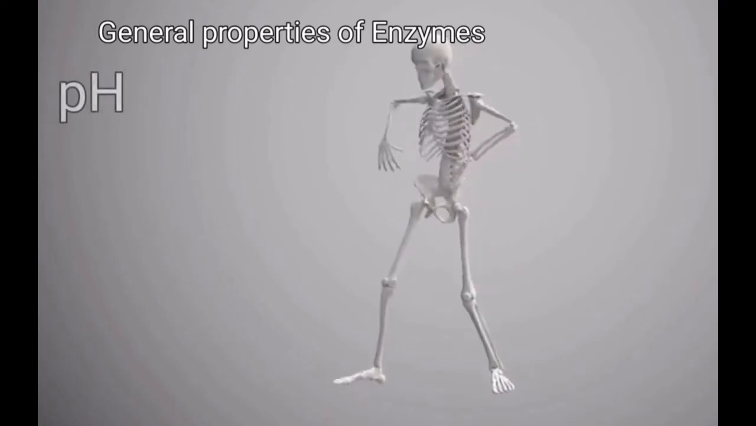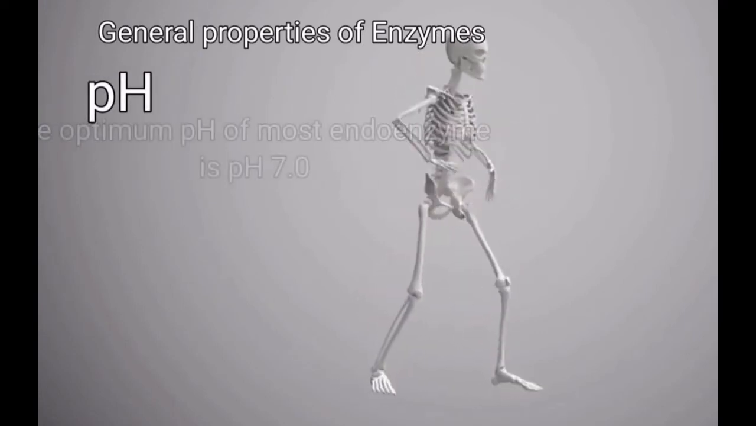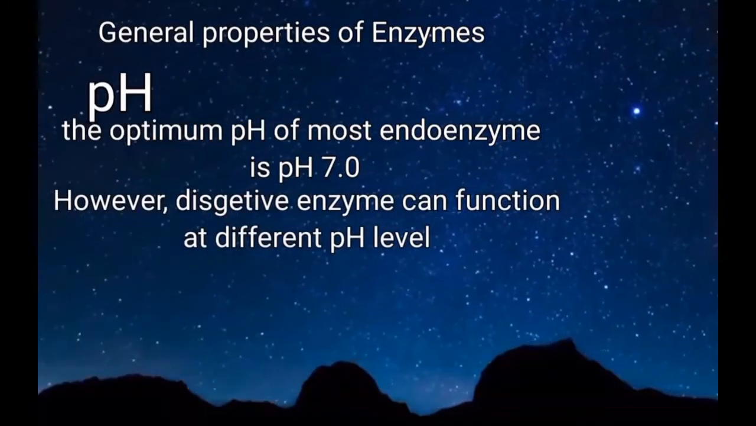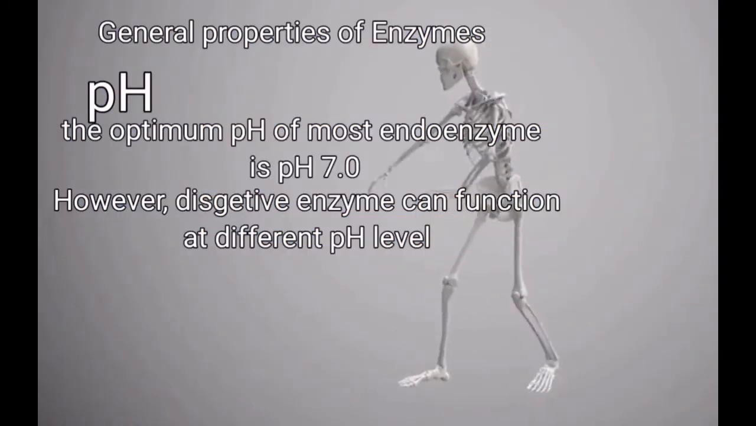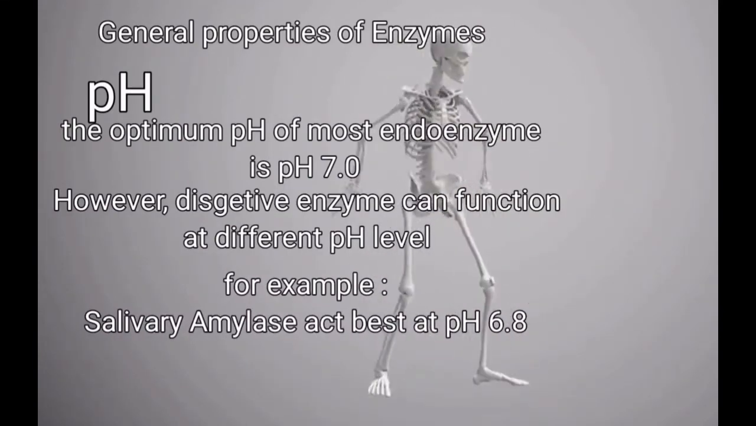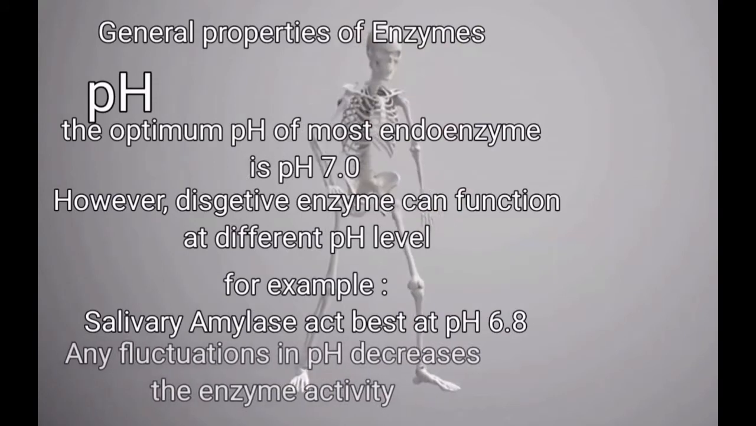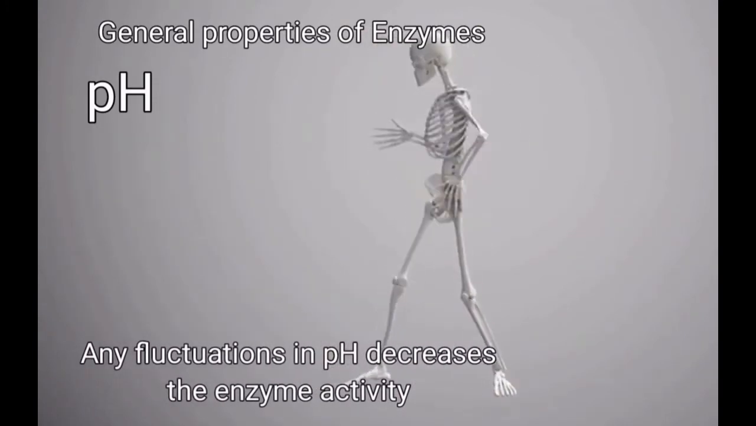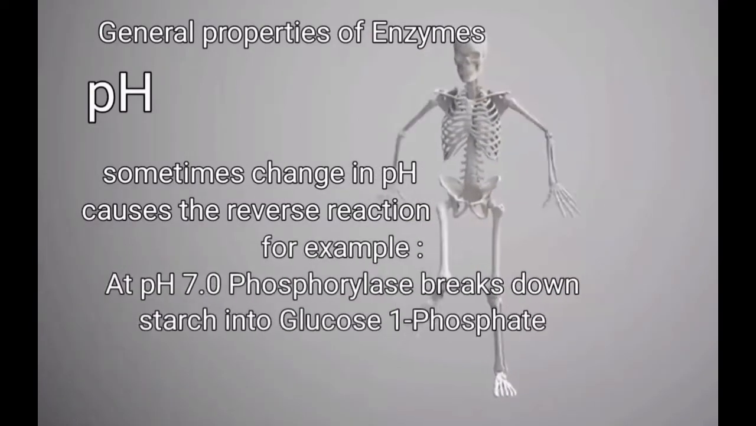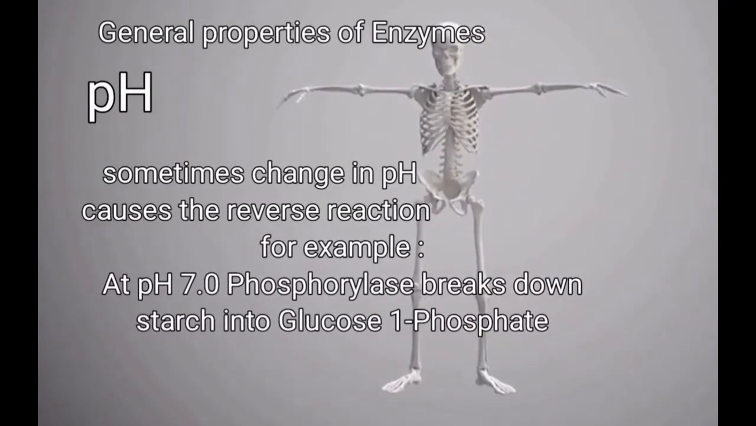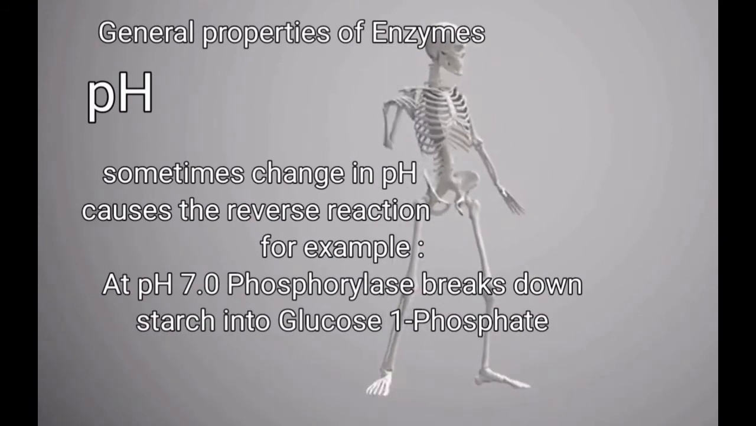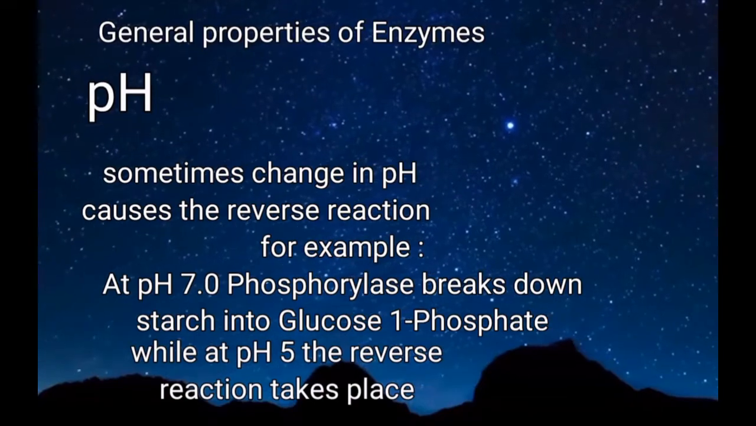And the second one is pH. The optimum pH of most endoenzymes is pH 7.0. However, digestive enzymes can function at different pH. For example, salivary amylase acts best at pH 6.8. Any fluctuation in pH decreases the enzyme activity. But sometimes a change in pH causes the reverse reaction. For example, at pH 7.0, phosphorylase breaks down starch into glucose 1-phosphate, while at pH 5, the reverse reaction takes place.